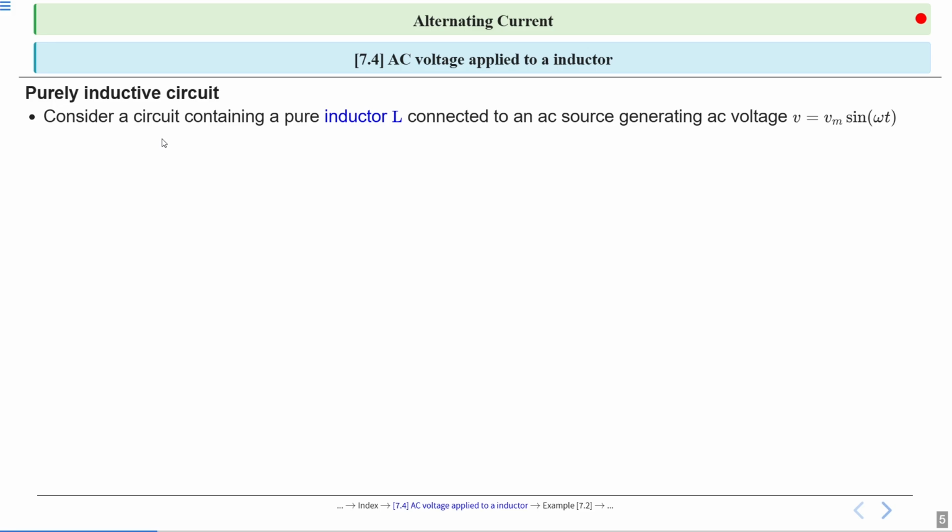Consider what was purely a resistive circuit, the circuit containing resistor and voltage source. Similarly, consider a circuit containing a pure inductor L connected to an AC source generating AC voltage that is equal to V equal to Vm sin omega t. So this inductor is connected to an AC source, and this AC source is generating the AC voltage which is equal to Vm sin omega t.